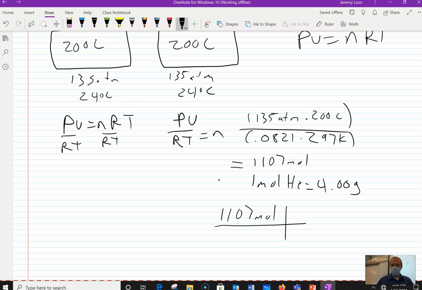Now, what goes up must come down. Put the mole on the bottom, put the 4 grams on top. So the helium tank contains 4,428 grams.